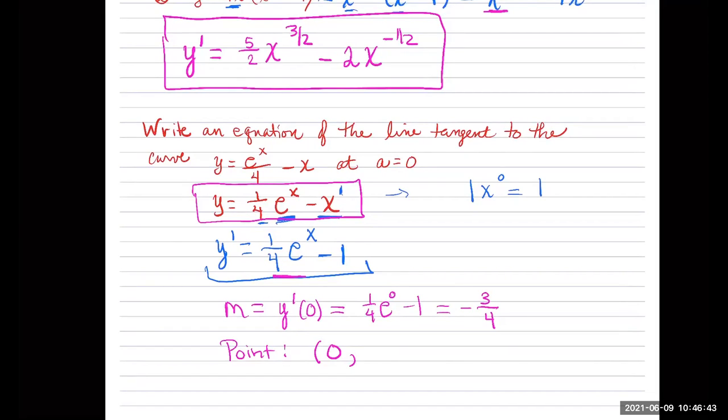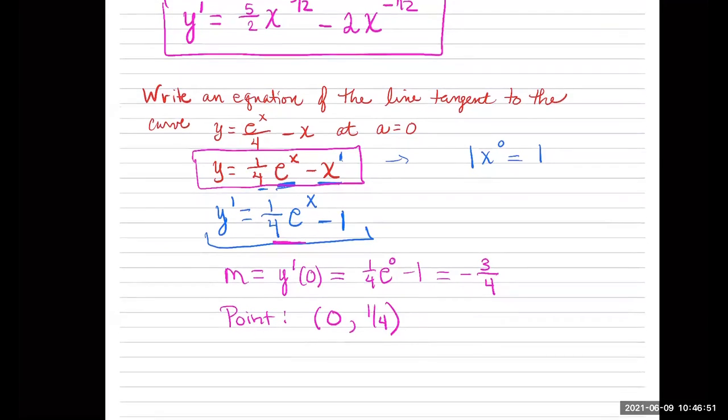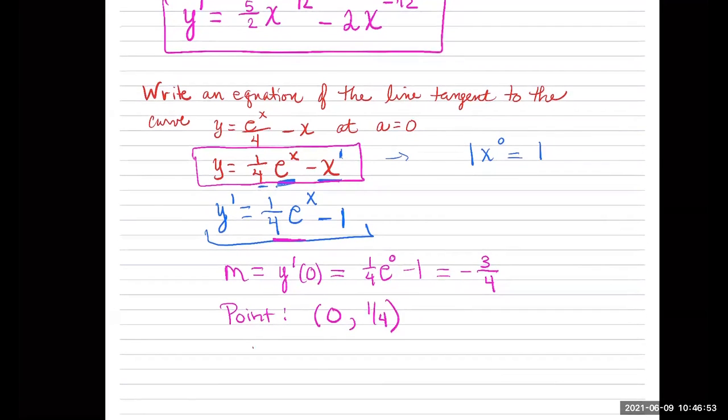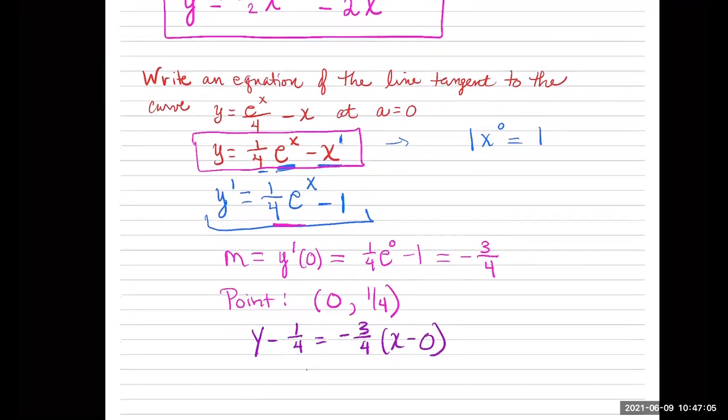Good. We get 1/4 times e to the 0. Good, 1/4. And then once you have a point and a slope, you guys know how to write the equation of the tangent line now. So y minus the y coordinate is equal to the slope times x minus the x coordinate. And if you noticed you were given the y-intercept, of course, you could just go ahead and put it in slope-intercept form from the get-go.